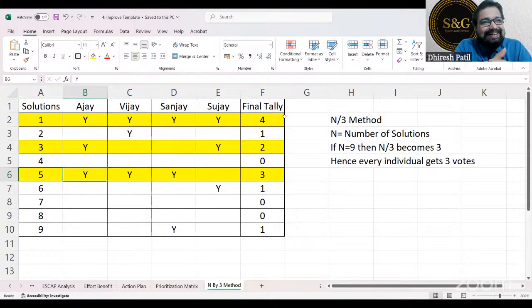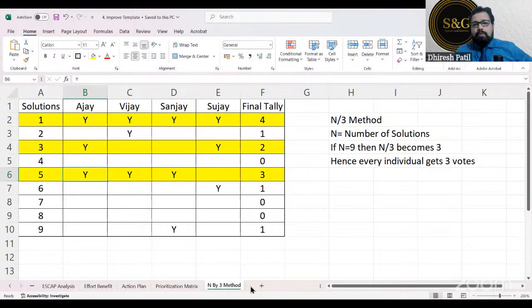Coming back to it, let's say you have 50 ideas with you. In this case, I will use effort benefit analysis first. Now, after effort benefit, let's see, how was the effort benefit, if you remember this one.